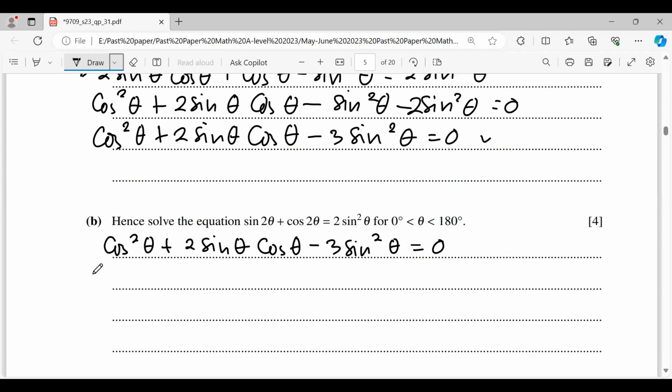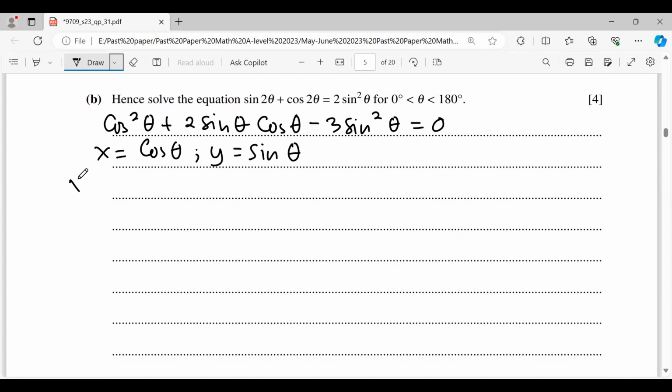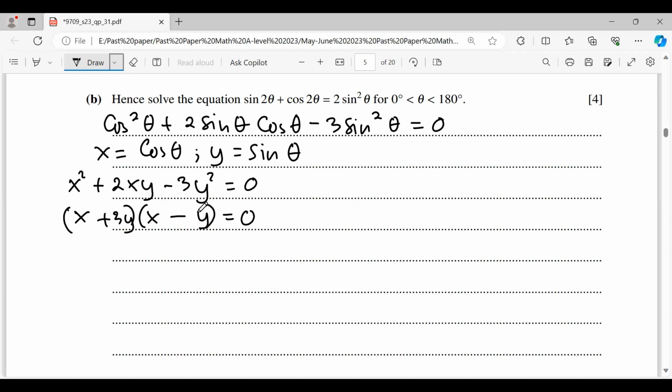Next, if x equals cosine theta and y equals sine theta, it means these equations we can write down as x squared plus 2xy minus 3y squared equals 0. And we can change it by factorization: x plus 3y times x minus y, okay. So x plus 3y equals 0 or x minus y equals 0, okay.